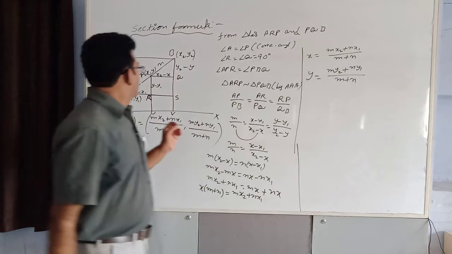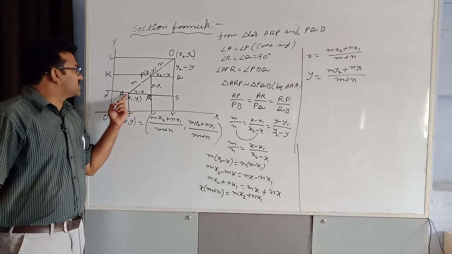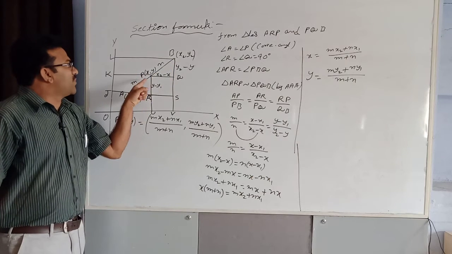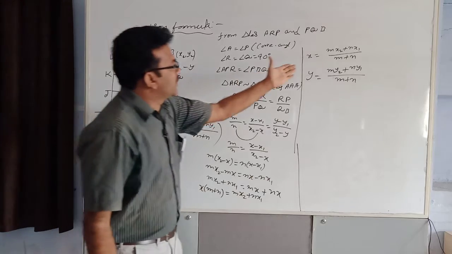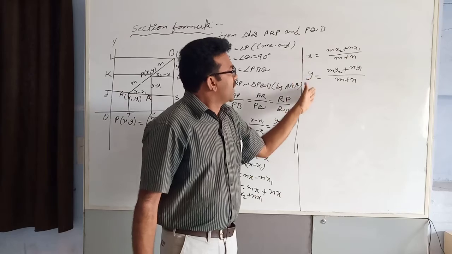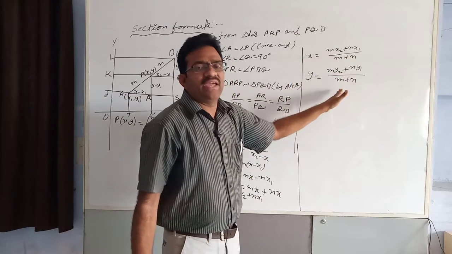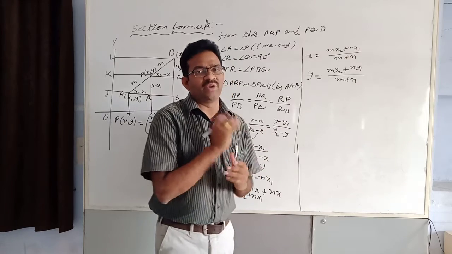If any two points lie on a line segment AB divided by a point in the ratio m is to n internally, we are going to get x equal to mx2 plus nx1 by m plus n, y equal to my2 plus ny1 by m plus n. Once again, I want to explain this one very briefly.